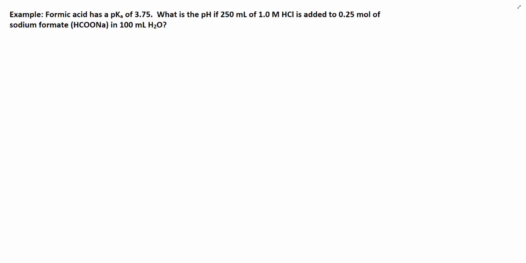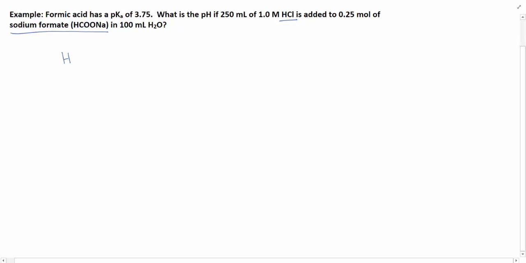In this question, we're adding a strong acid, hydrochloric acid, to a weak base, sodium formate. And we're told the pKa of the conjugate acid of our weak base, which is formic acid, with a pKa of 3.75. So let's start out by writing out what our reaction is.